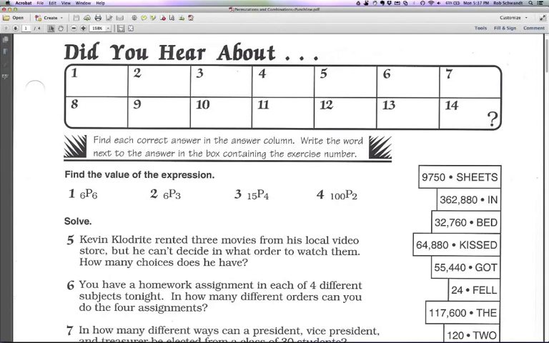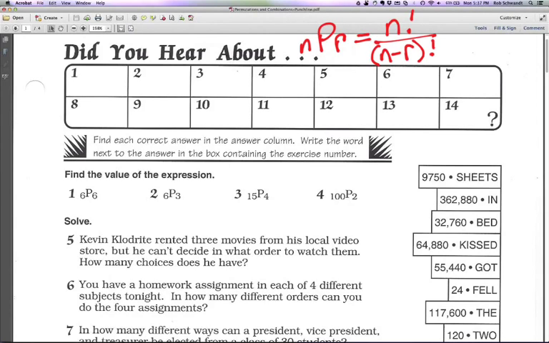For numbers 1 through 4 on this worksheet, you simply plug it in, and if you have a scientific calculator, it makes it real simple. But here's the formula. Let's go ahead and write this out. nPr, and we'll explain what those letters mean, equals n factorial divided by (n minus r) factorial.